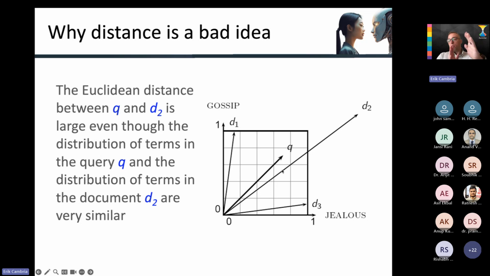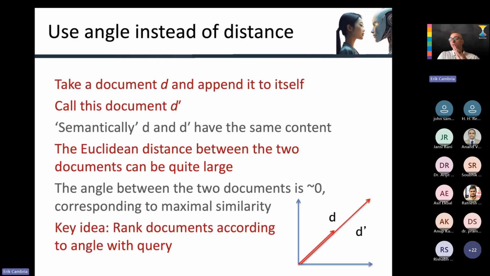So when I have a 0 angle, it means that the 2 documents are equivalent, and I can see this by copy pasting the same document D into itself, and then I have D prime. The new vector that represents the new document will be longer, will be double if I copy paste the same document on itself twice, but the direction will be the same.